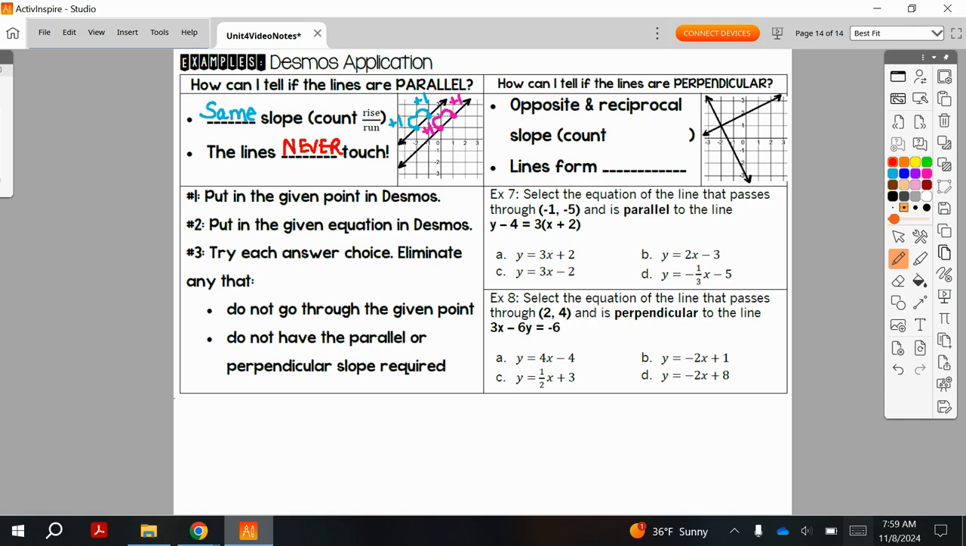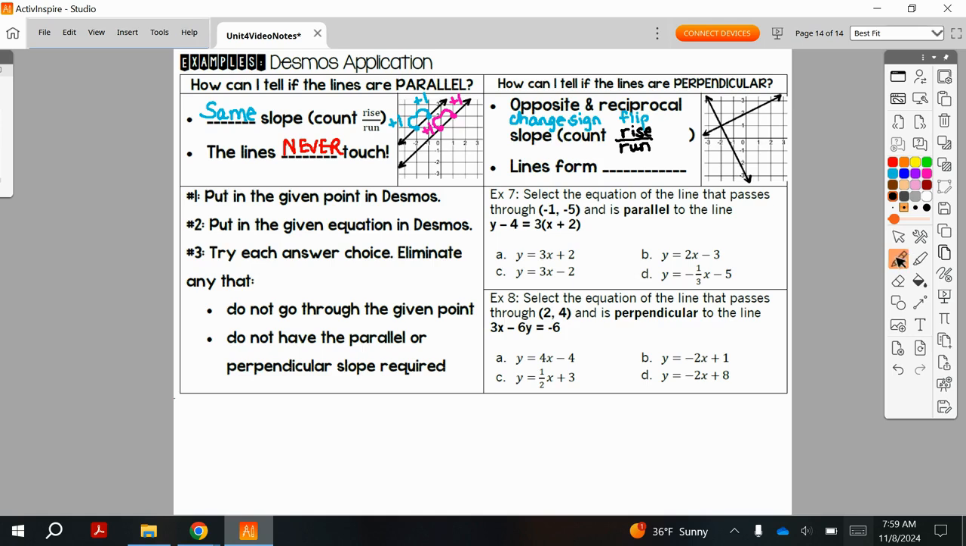How can I tell if the lines are perpendicular? They have to have opposite. Remember, that means change the sign here. And reciprocal is a fancy word for flip. But they have to have both for the slopes. We still will count that rise over run again for both lines.